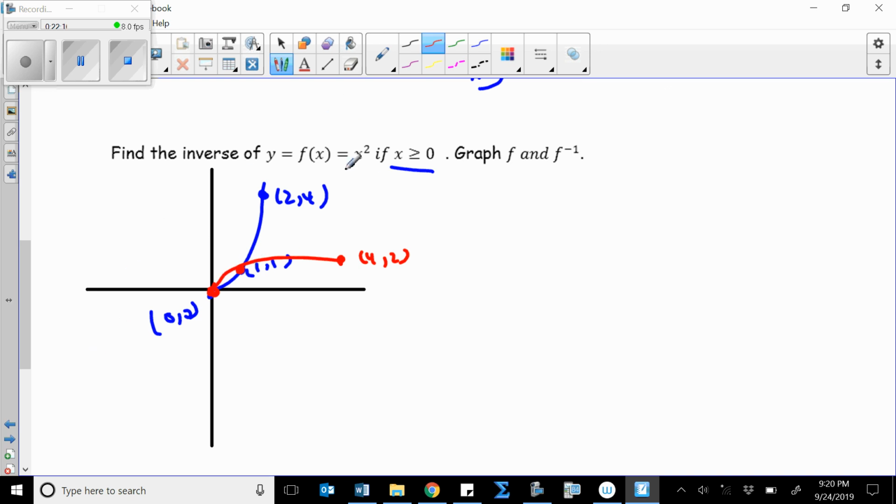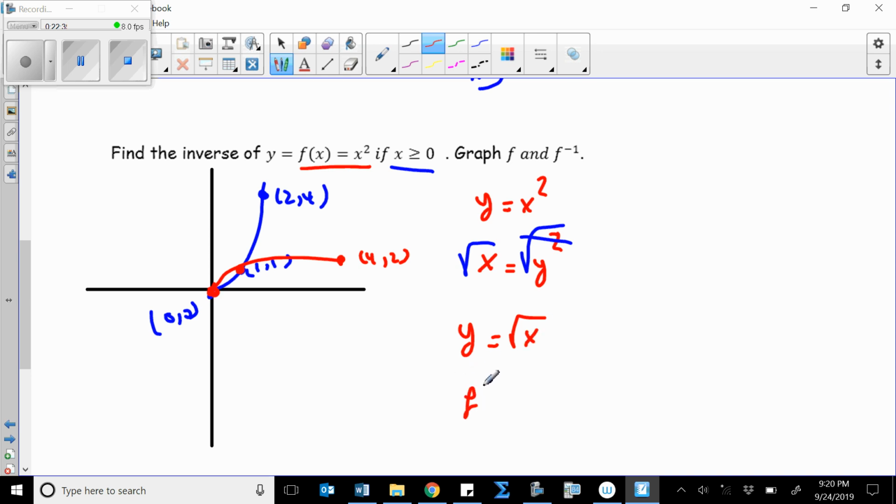Now, if you want to find it algebraically, y equal to x squared, then you need to switch x and y, x equal to y squared, then you need to get the y by itself. So you have to get rid of this power of 2. So you take the square root of both sides. This will go away, and then you will have y equal to square root of x. Then we're going to use the right notation. f negative 1 of x is equal to square root of x.